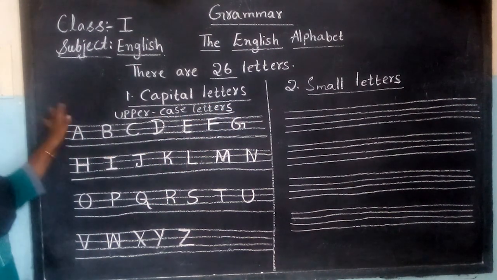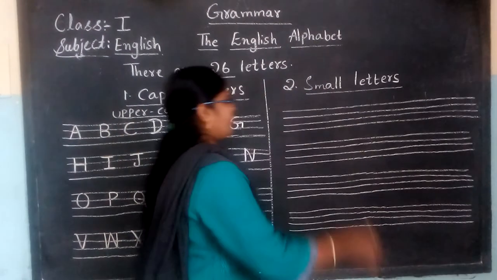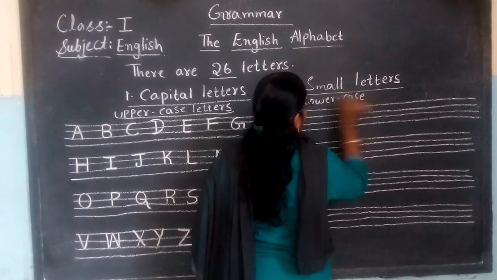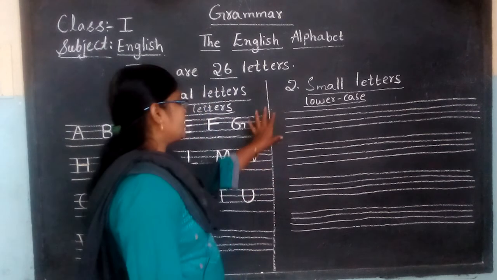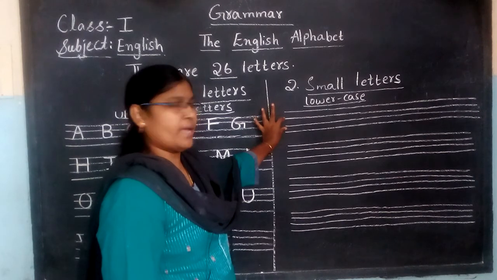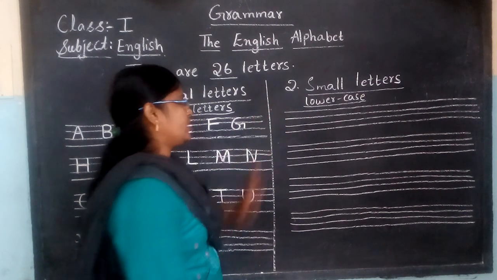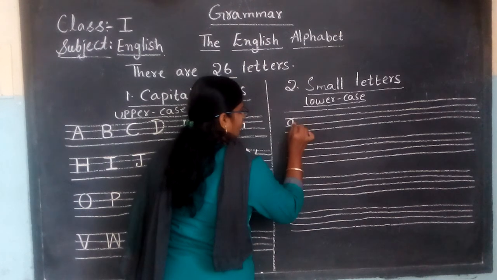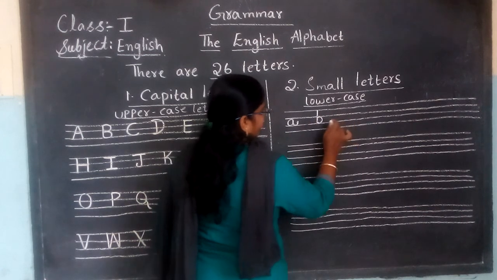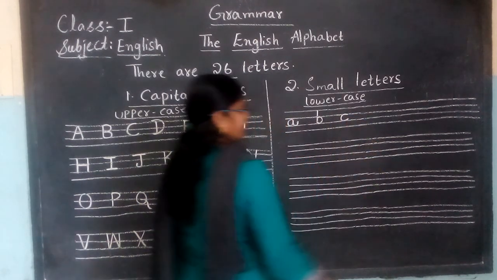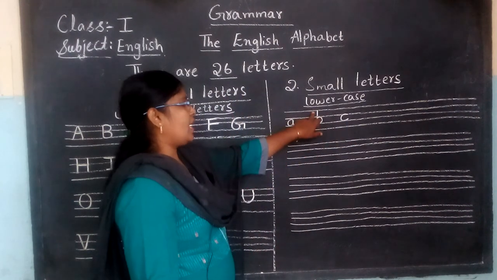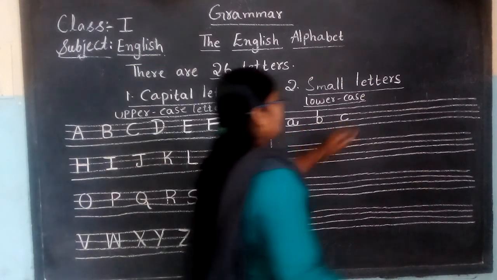Okay children, now we will go to the small letters that we write in lower case. In lower case, this also has 4 lines, but we write in the middle of the 2 lines. See, your first one, small a, finger space, small b, finger space, small c. See how I wrote in the 2 lines. B is touching up to the 3rd line. Then finger space.